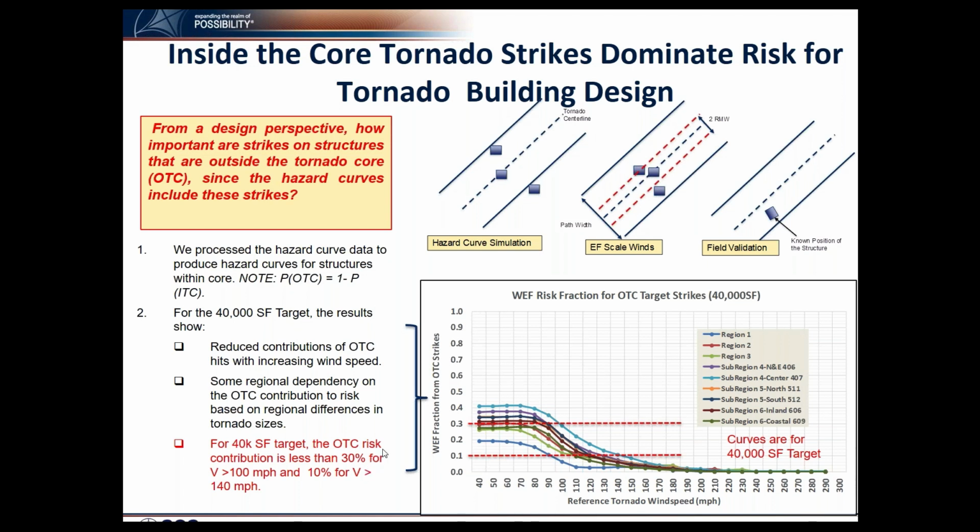As you can see, for the larger targets, the out-of-core strike contribution is less than 30% when the wind speed is greater than 100 mph, and it gradually becomes smaller when the wind speeds are larger. For example, it's 10% when the wind speed is greater than 140 mph.